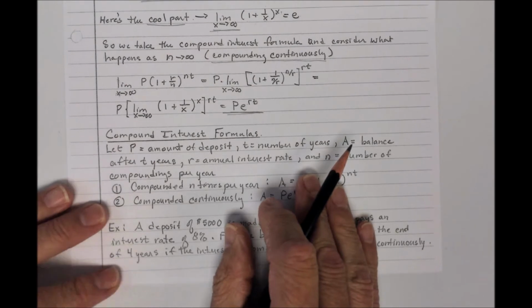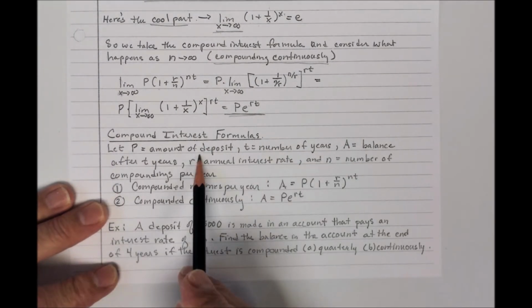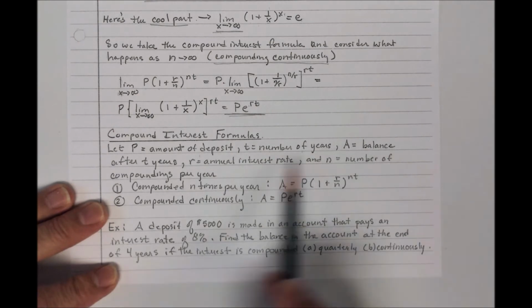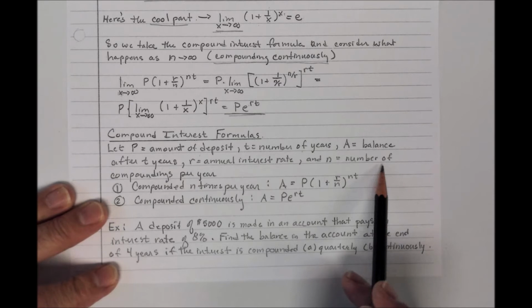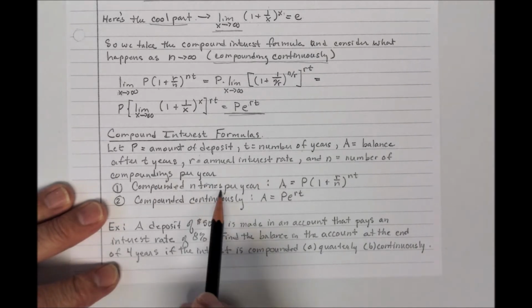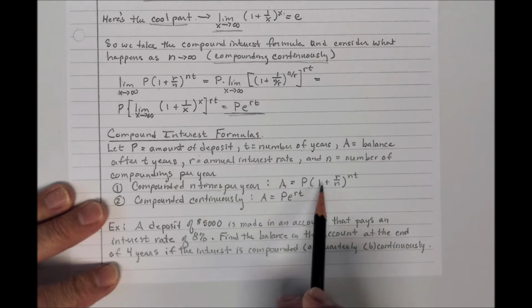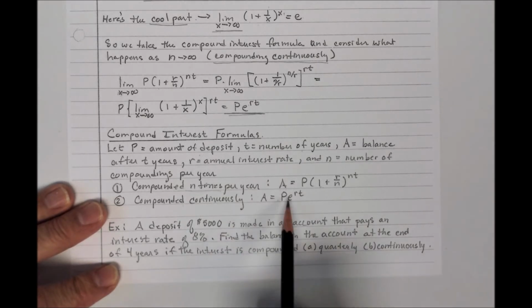So let's go here. Compound interest formulas. Let P be the amount of deposit. Let T be the number of years. Let A be the balance after T years. Let R be the annual interest rate, and N be the number of compoundings per year. Then for N times a year, the one I had just before, this is your pre-calculus, and now we have the one, and I may have showed this in pre-calculus as well, because we did do some stuff with natural exponential functions. A equals P times e to the RT power.